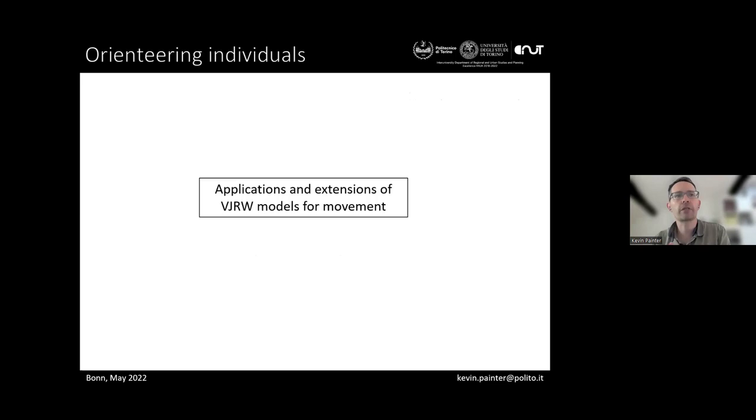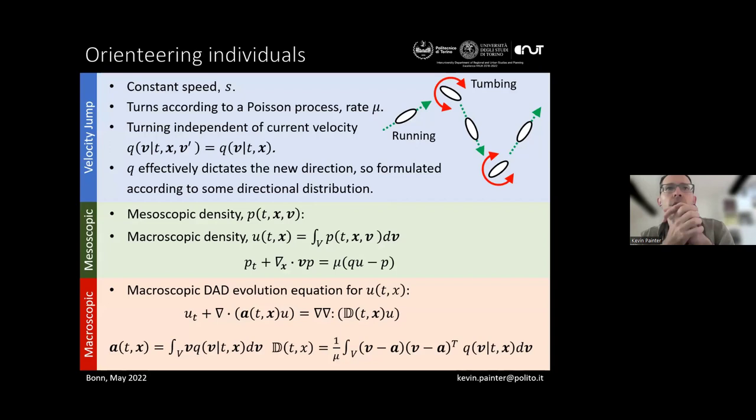So for the final half an hour or so, let's think about how we can apply this to a couple of real world examples. What this velocity jump random walk allows us to do is move through three separate scales. You can formulate things down at the velocity jump random walk, and we can indeed do Monte Carlo simulations of the movement of individual particles. We've also got what we would call the mesoscopic scale, with this transport equation, where we've got a continuous description, but in terms of a population distributed over time, position and velocity.